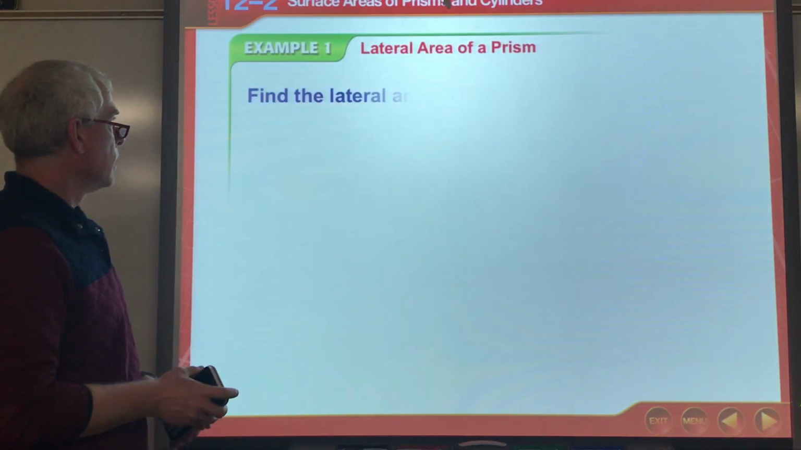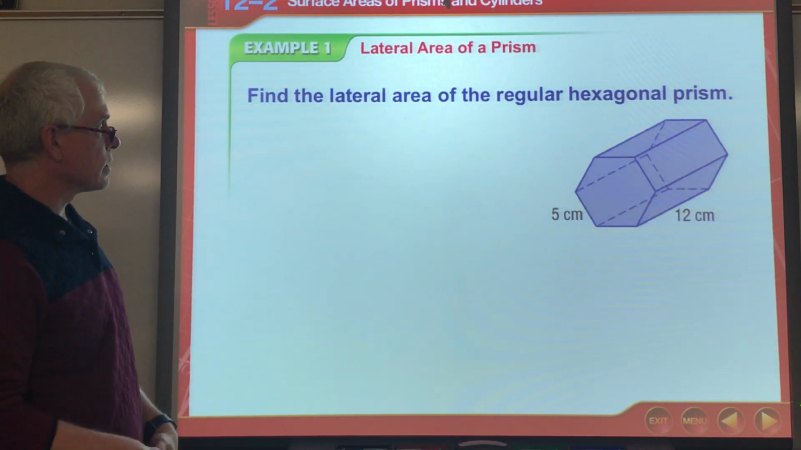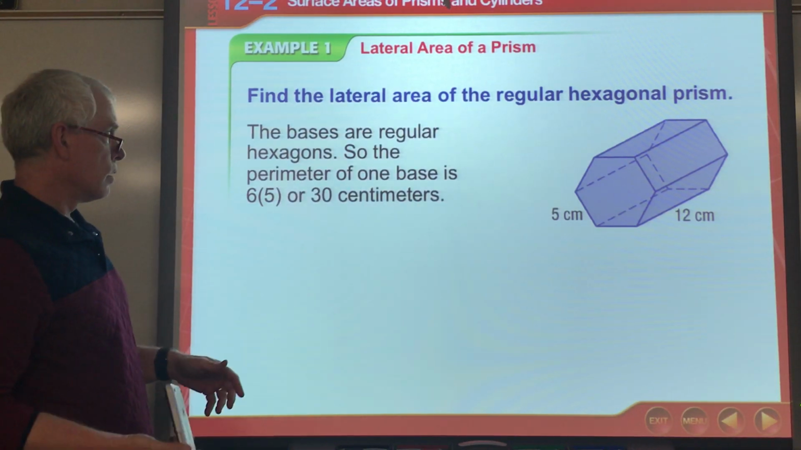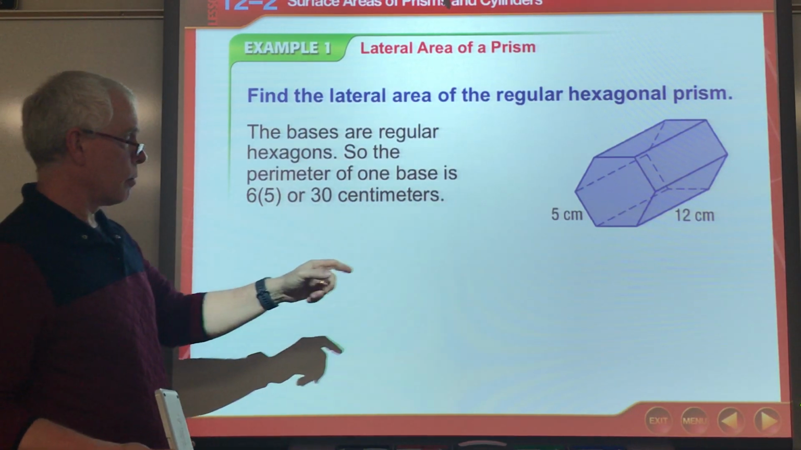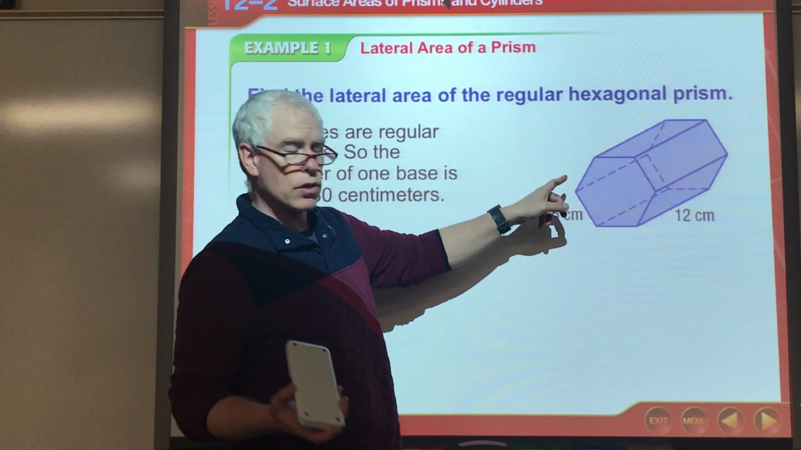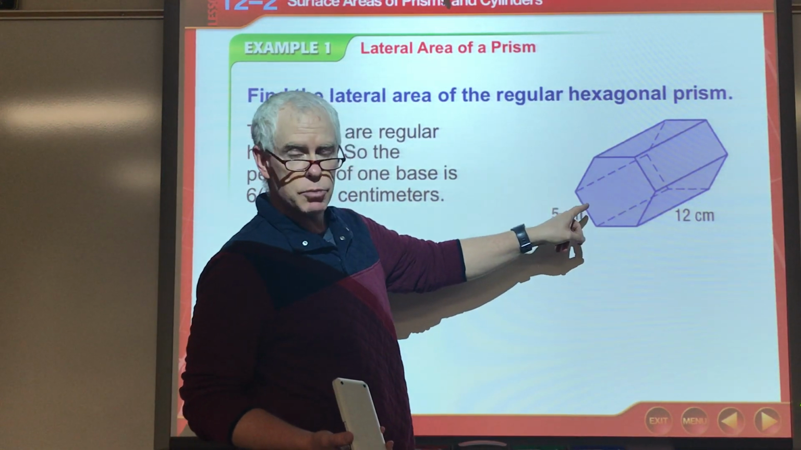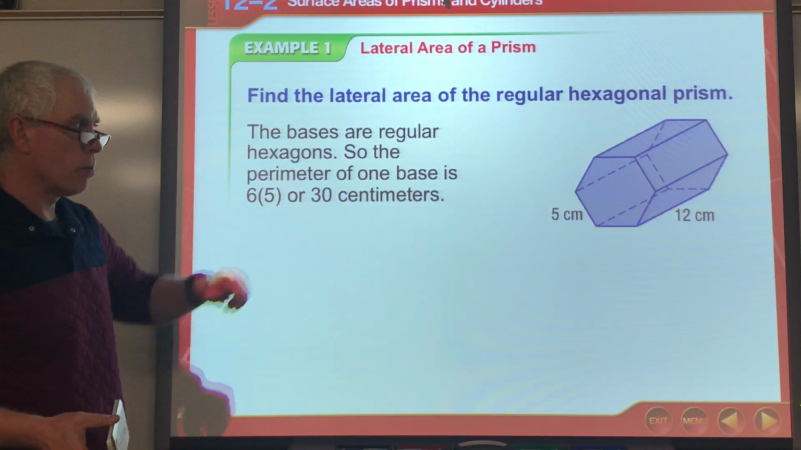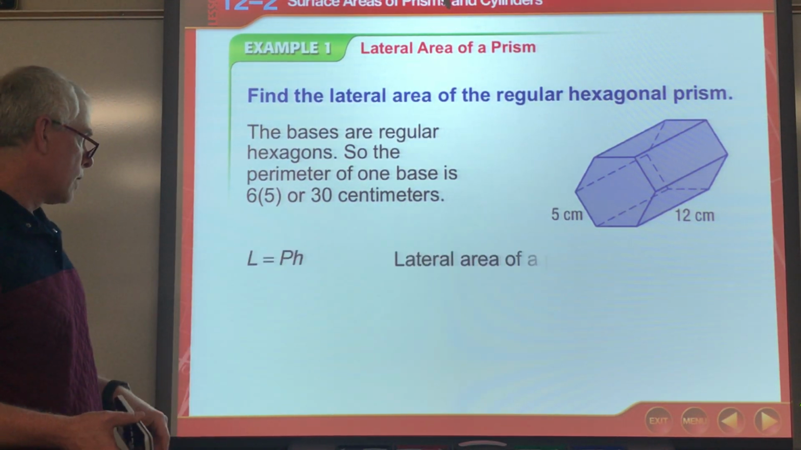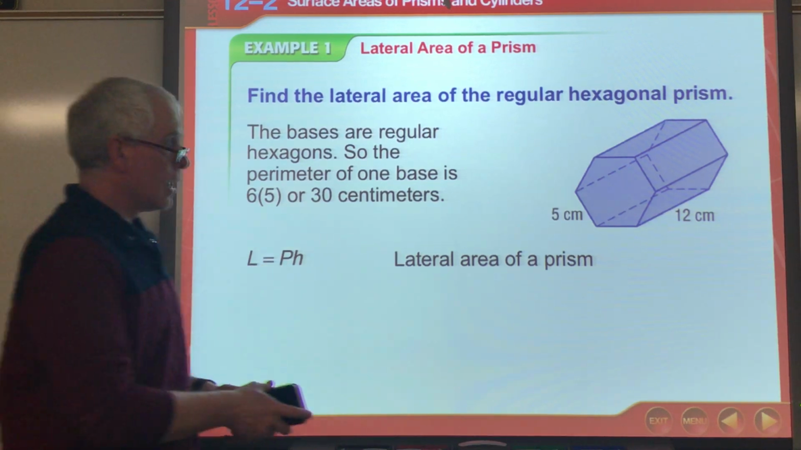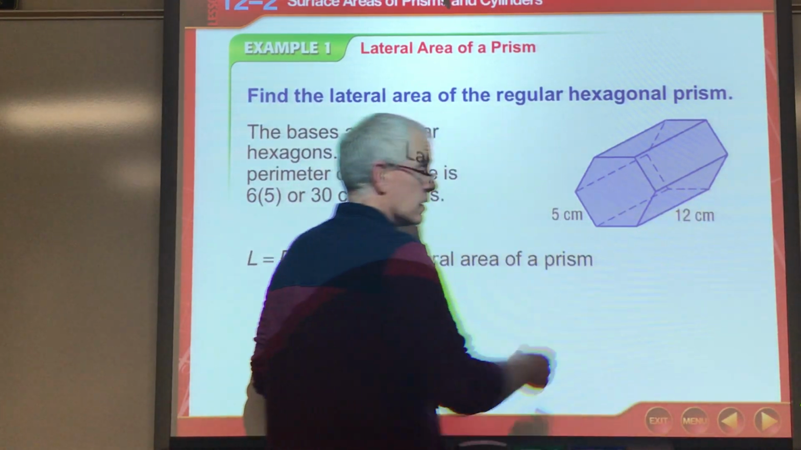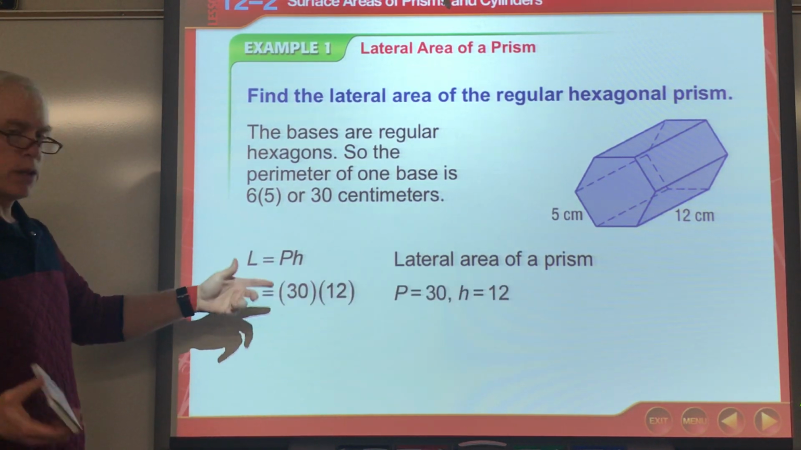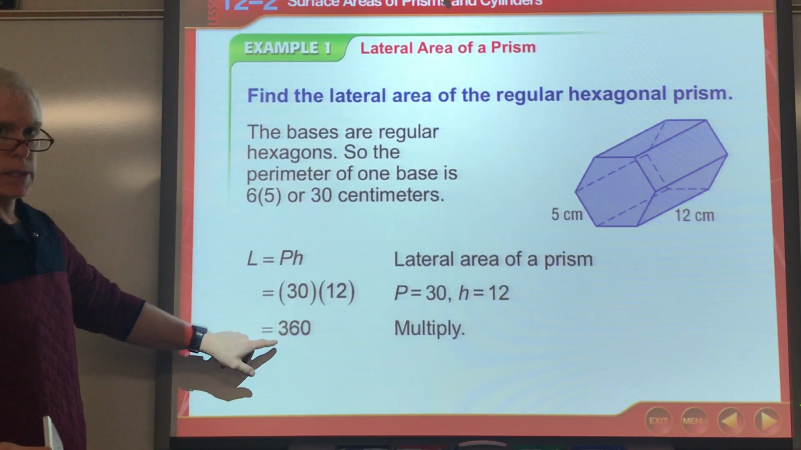So P times H. Okay, now the lateral area of the regular hexagonal prism. We know our formula is capital P, the perimeter of the base. Because it's a regular hexagon, each base edge is 5, and there are 6 of them, so that's a total perimeter of 30. So capital P is 30. The height here is 12, the distance between the two hexagons. 30 times 12 is 360.